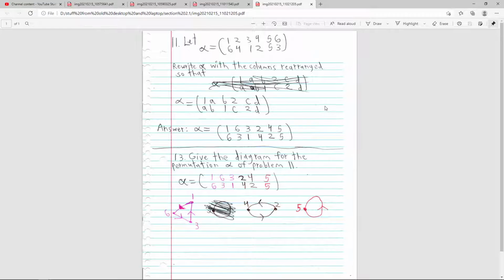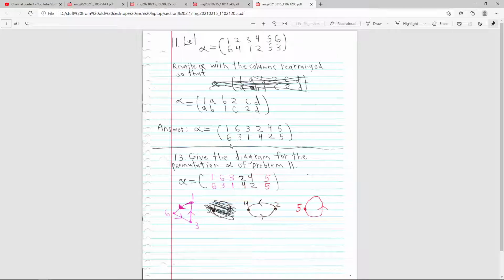Now this one, let alpha equal 1, 2, 3, 4, 5, 6 on the top row, and 6, 4, 1, 2, 3, 5 on the bottom row. Rewrite with the columns rearranged so that alpha equals 1 goes to A, A goes to B, B goes to 1, 2 goes to C, C goes to 2, and D goes to D. You just have to observe this and keep the columns correct. Only one of these starts with 1, and for 2 you can outright pick out what it starts with. You have to follow the patterns.